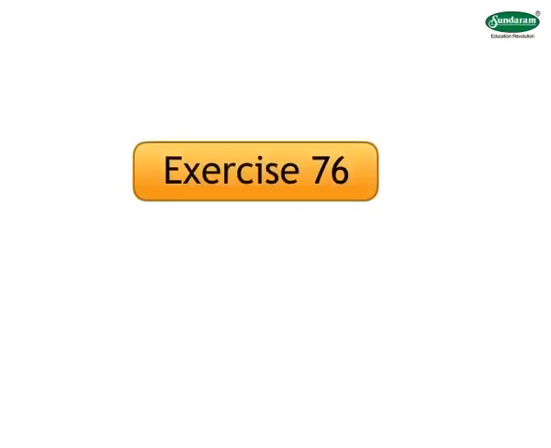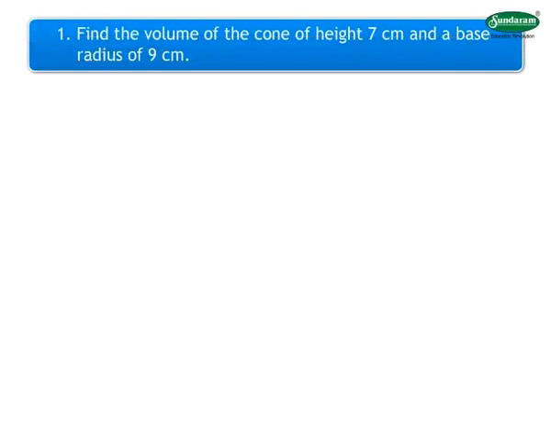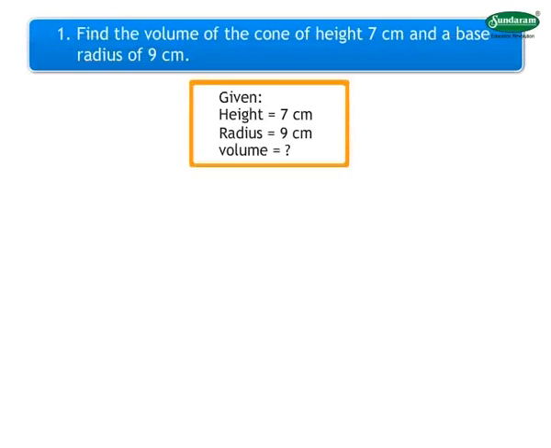Let us solve the sums from exercise 76. 1. Find the volume of the cone of height 7 cm and a base radius of 9 cm. Given height is equal to 7 cm, radius is equal to 9 cm. You need to find its volume.